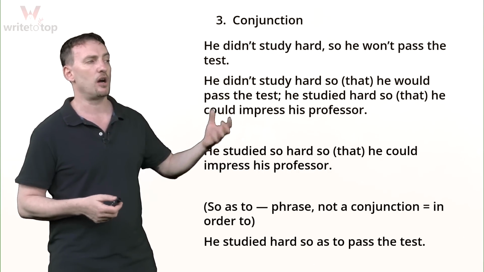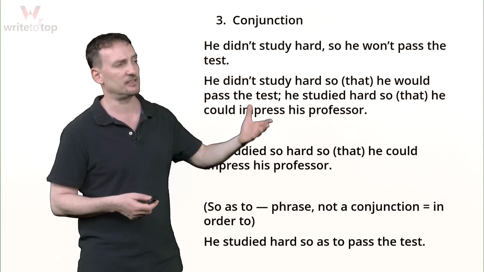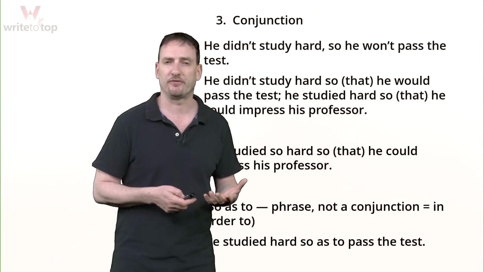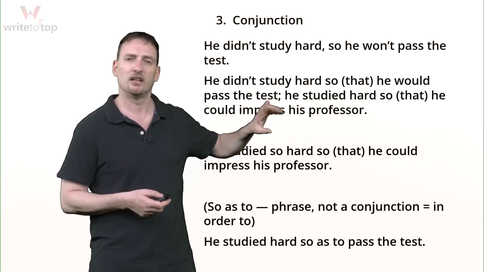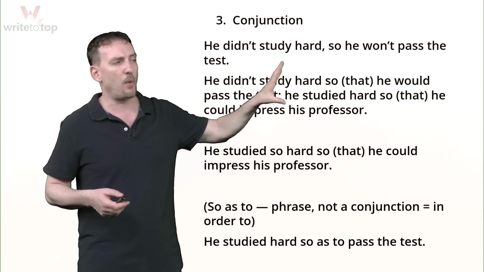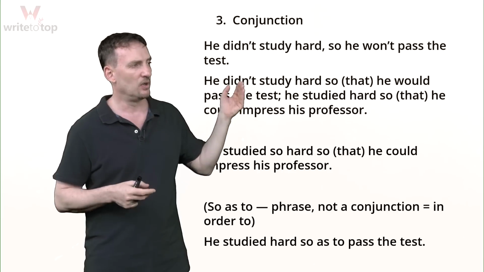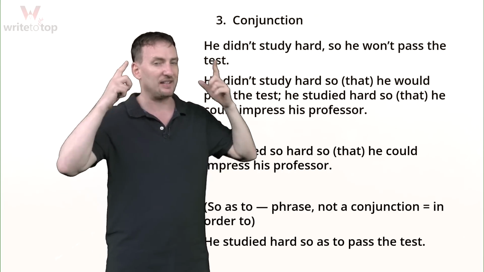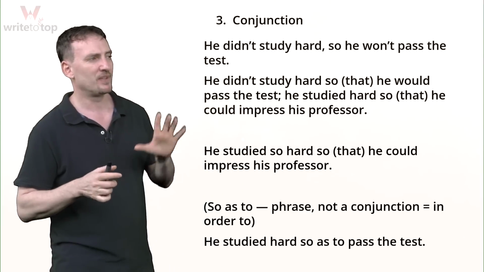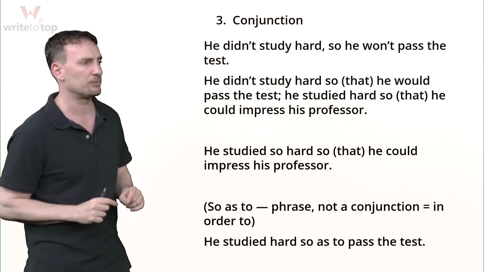He didn't study hard so that he would pass the test. He studied hard so he could impress his professor. So this is the reason. This was his purpose in studying hard, not the first one. And you're always going to have the two purposes mentioned: one that's not and one that is with the negative. Try to remember that. It's a little bit tricky. Whenever you see a negative "so that," remember this is not the actual purpose.